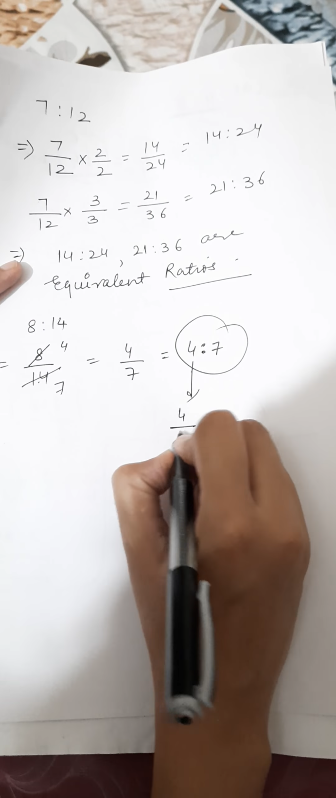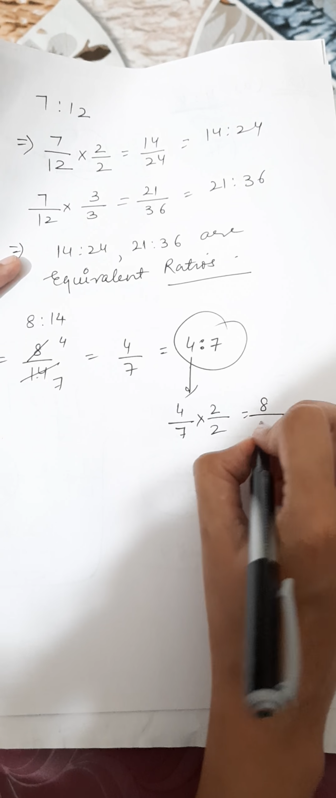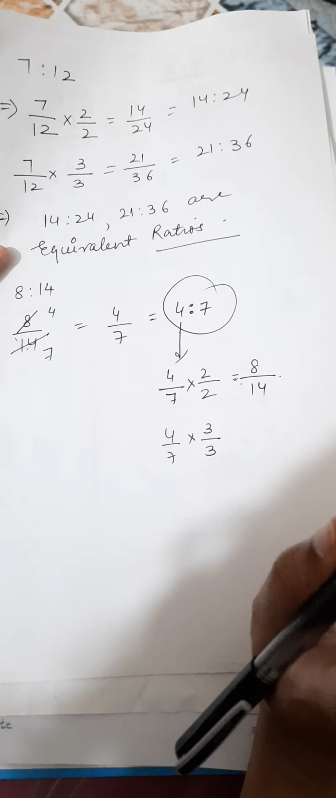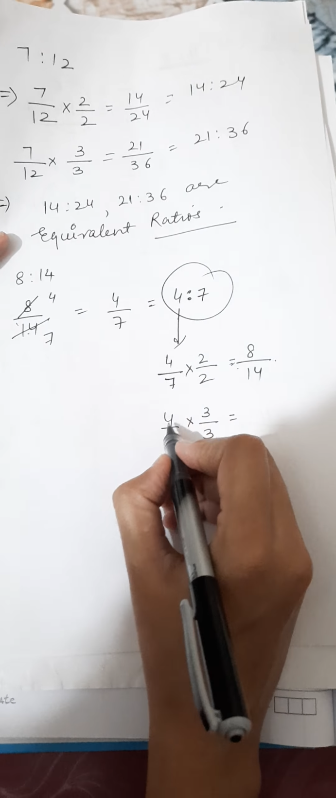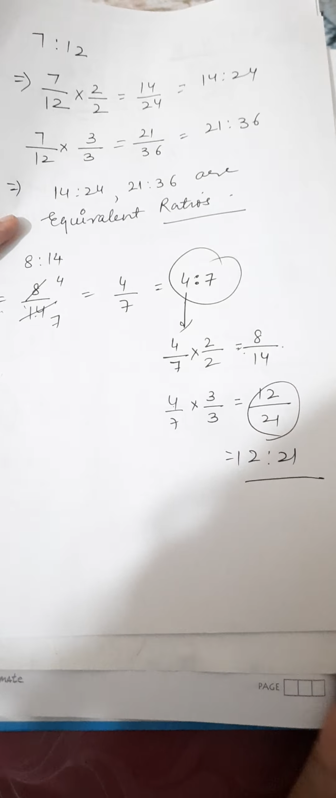So this will become 4 upon 7, multiplied by 2 upon 2. This will give me 8 upon 14. This was the same. Now 4 upon 7 into 3 upon 3. As it was same, so I cannot take it. So one more I need, and that will be 4 3s are 12 upon 21. So this will give me 12:21.